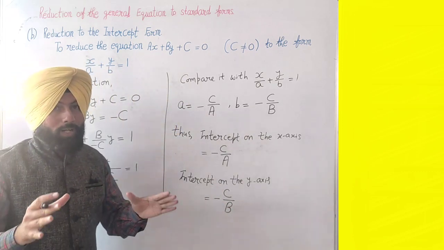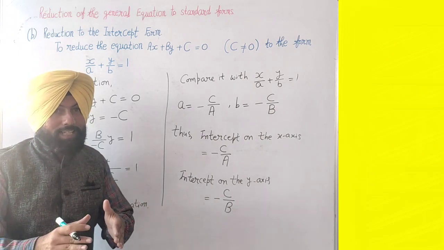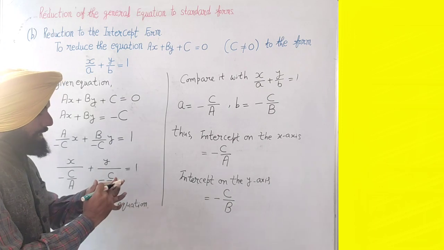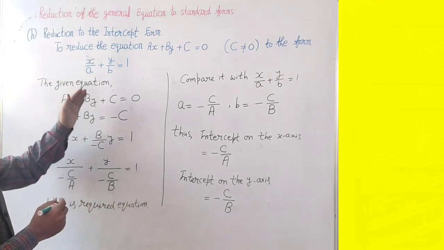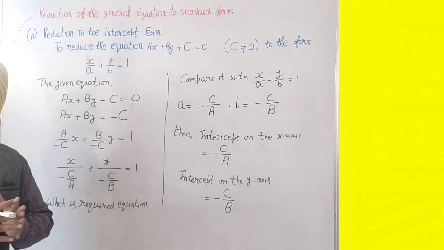Now, you already know what an intercept is, where the straight line cuts the x-axis and y-axis. So, we have reduced the general equation of a straight line into intercept form.